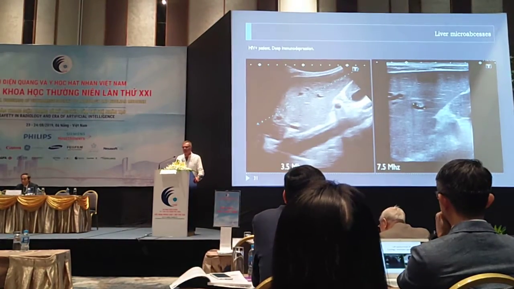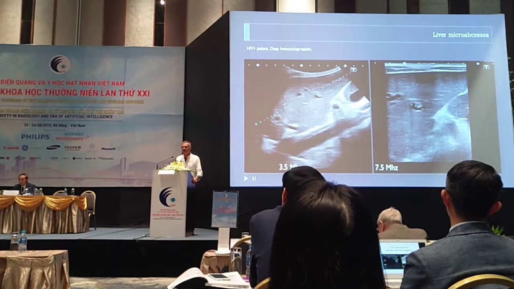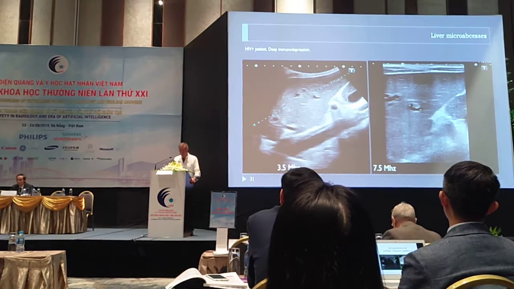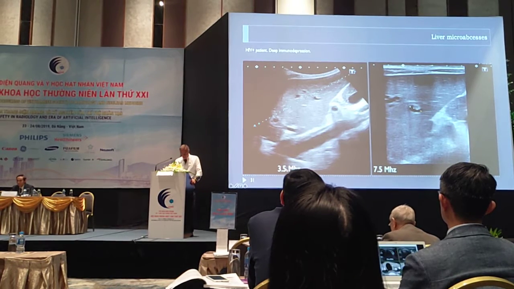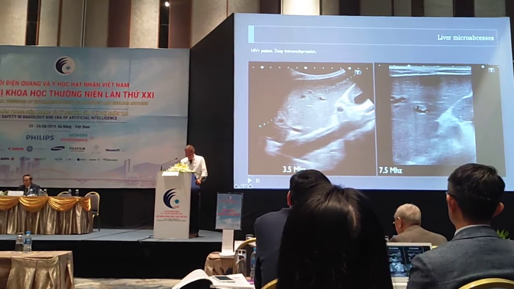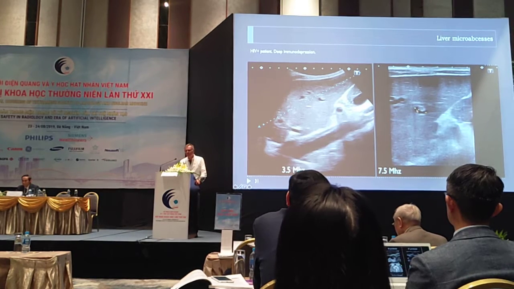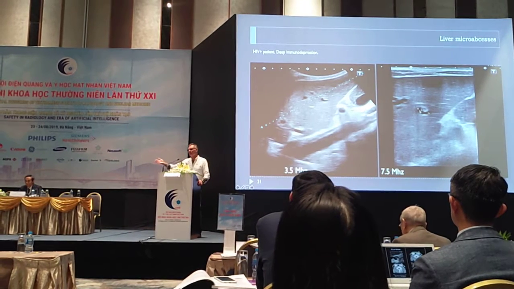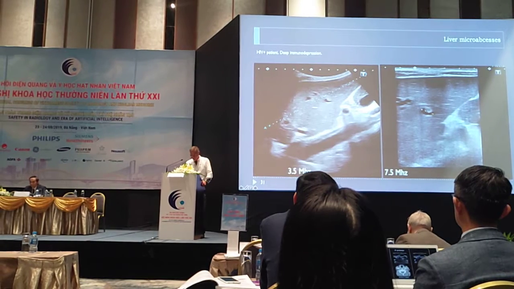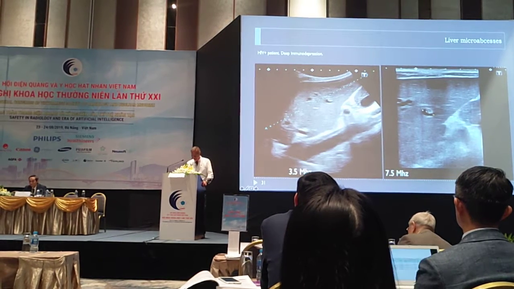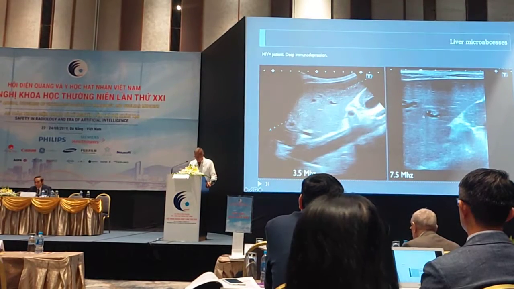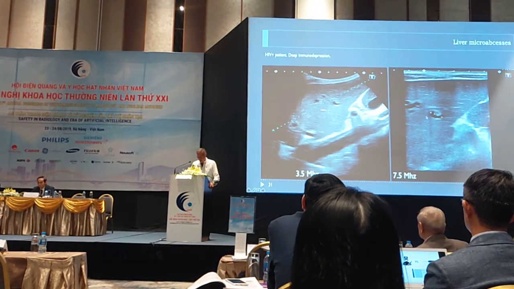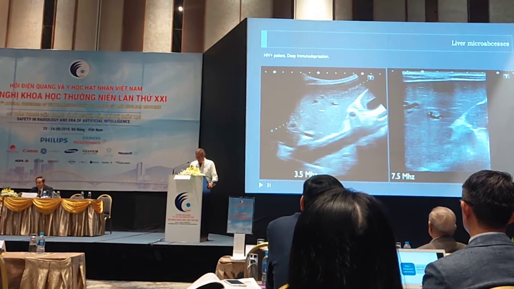First, let me show you an example. This patient had liver microabscesses, which at 3.45 MHz is quite remarkable when we use a high frequency probe. Of course, you lose some information in depth, but when you're closer to the detector, you are able to see this kind of anomaly, which is barely visible with the low frequency probe.